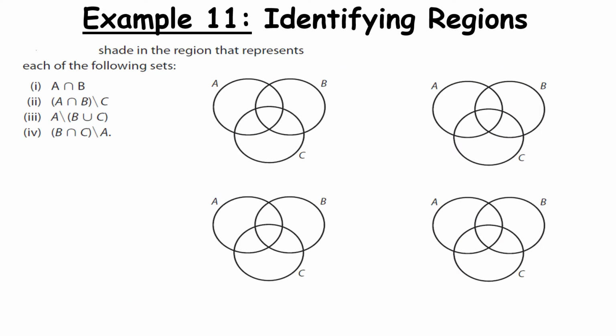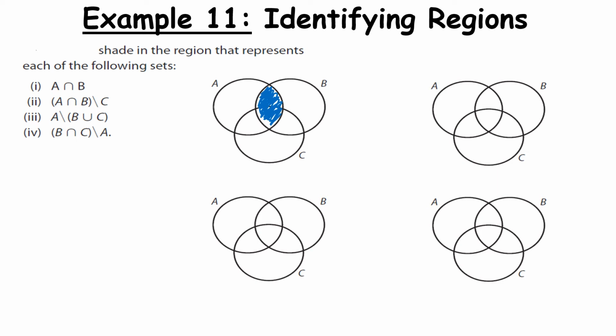Example 11, identifying regions. Shade the region that represents each of the following sets. So in the first one, we're going to do A intersection B. So A intersection B is this piece here. We ignore C, doesn't get involved. This is A intersection B.